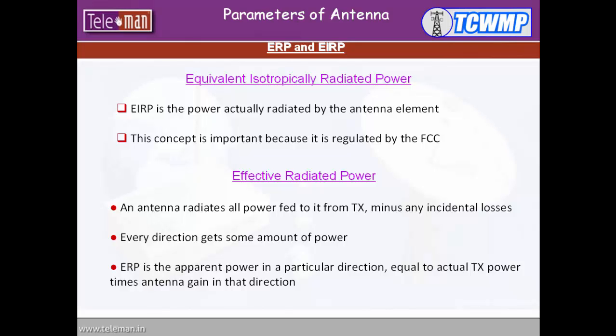And effective radiated power. So we say that let's say X amount of power is transmitted or radiated by the antenna, but are we going to get X amount of power? No, there are some losses. So the antenna radiates all power minus losses, which is my ERP. Every direction gets some amount of power. Okay, so ERP is the apparent power in a particular direction, equal to the actual Tx power times the antenna gain in that direction.